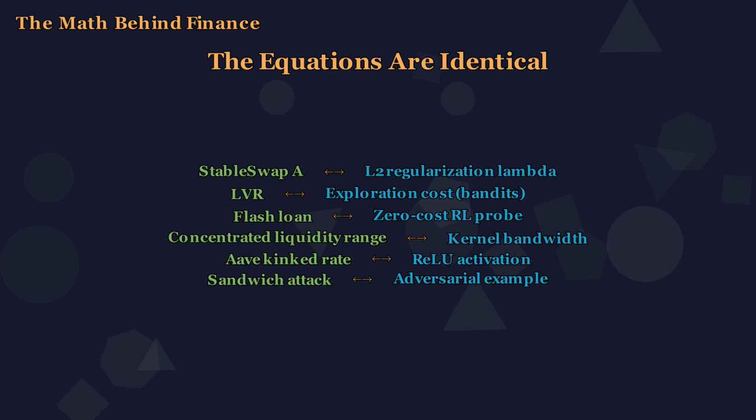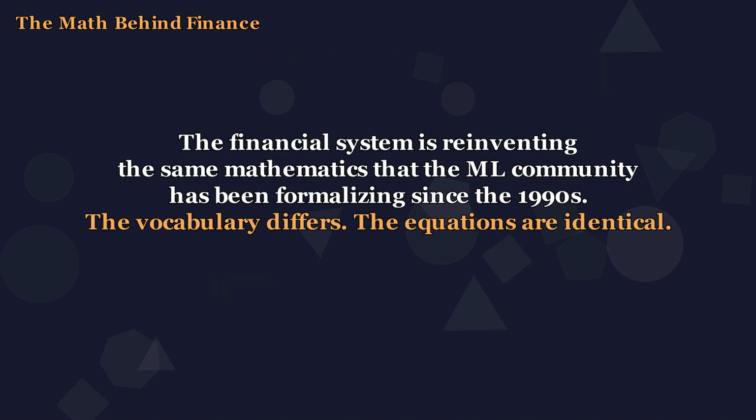LVR maps to exploration cost. Flash loans map to zero-cost probes. Concentrated liquidity maps to kernel bandwidth. The kinked Aave rate curve is a ReLU activation, and a sandwich attack is an adversarial example. The financial system is reinventing the same mathematics that the machine learning community has been formalizing since the 1990s. The vocabulary differs. The equations are identical.